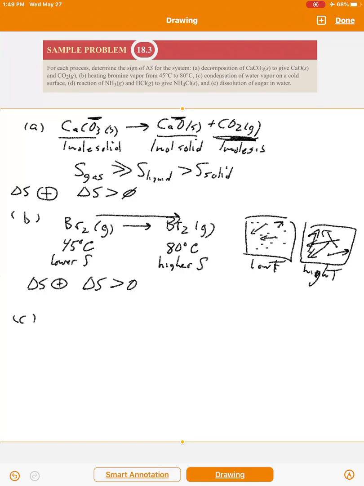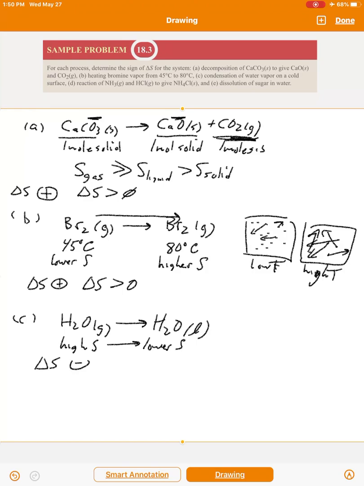Let's take part C here. In part C, condensation of water vapor. So water as a gas is condensing into water on a cold surface. So we don't know, it could be a liquid or a solid. Let's just say it's a liquid. The answer would be the same. Gases have high entropy values. Liquids have lower entropy values. So you're going from high entropy to lower entropy, so that would be a decrease. So delta S would be negative, or delta S would be less than 0.